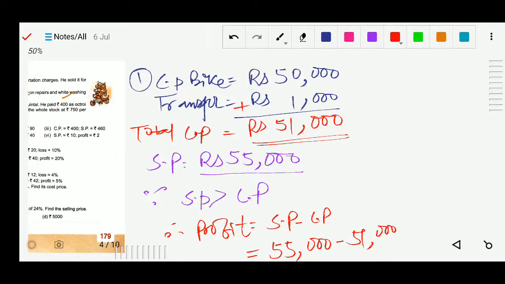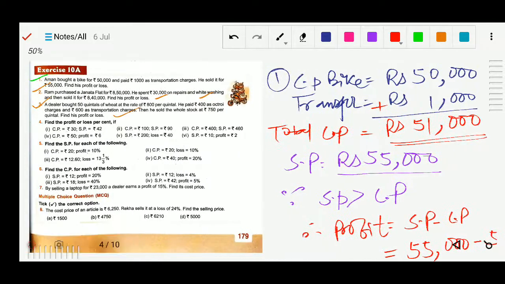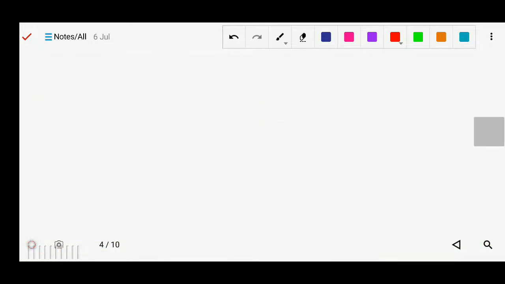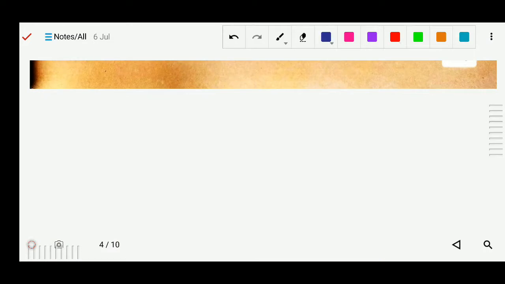Now we will solve the next question, question number 4. Find the profit or loss percent. Okay, so the values are given, so we will do it. First I will solve question number 4, part 2. Cost price is 100 and selling price is 90.